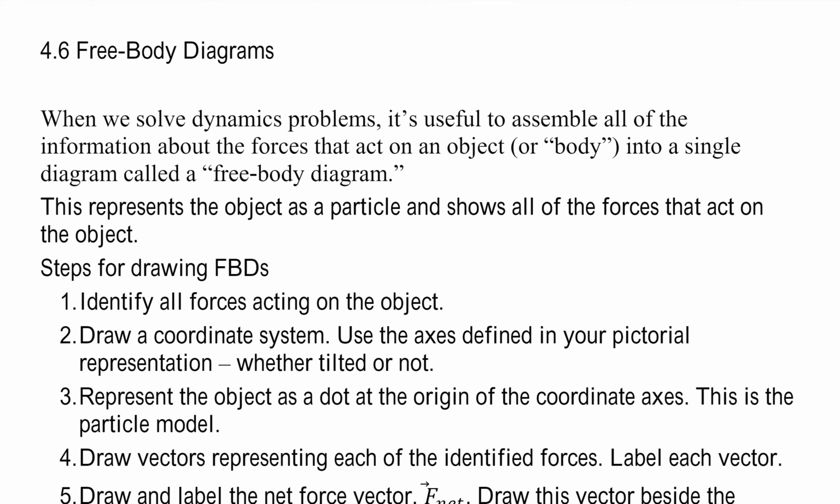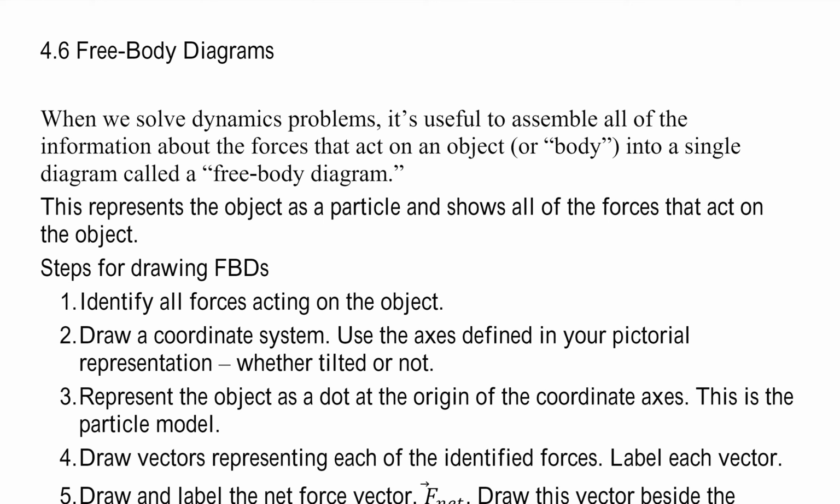So when we're solving dynamics problems, it's going to be incredibly useful for us to assemble all the information that we have about the forces that act on the object or the body into a single diagram called the free body diagram. This represents the object as a particle, no matter what the object is. It could be a particle, but it could also be a ball, a body, a person, just a block, or a truck or a train or whatever. You're just going to represent it as a particle, a dot, and show all the forces that are acting on that object in a very simple way.